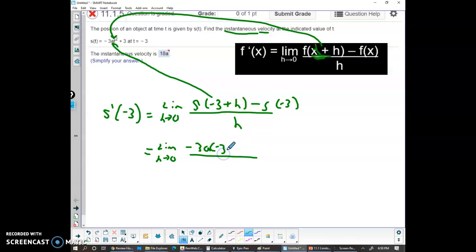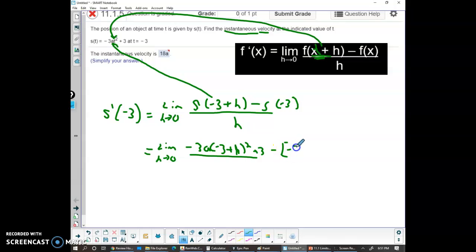All right, so we got -3 plus h, and this is all squared, if I can write it out as best as I can. Then you add 3 to it according to the function. And then we are going to subtract s of -3, so we are subtracting, and I'm going to group all this in parentheses.